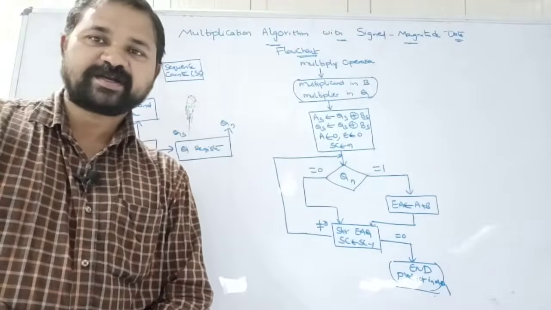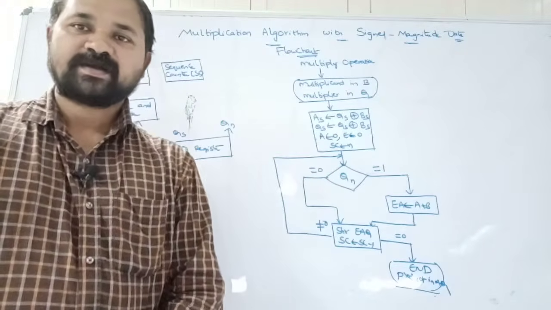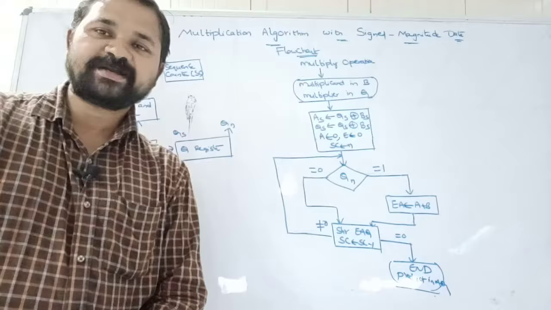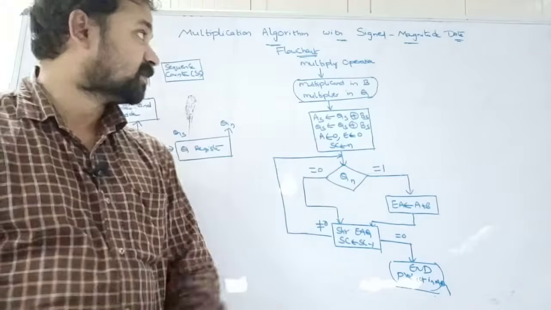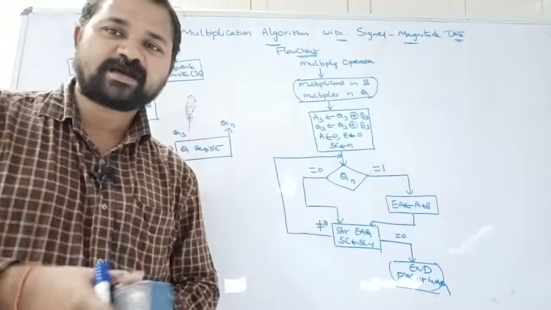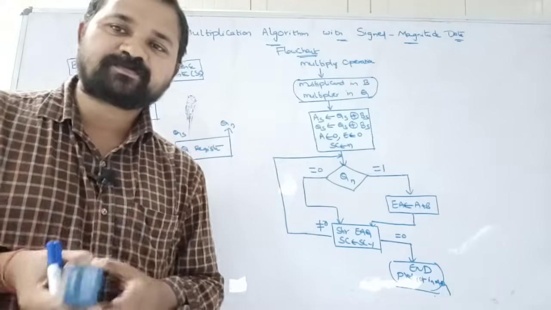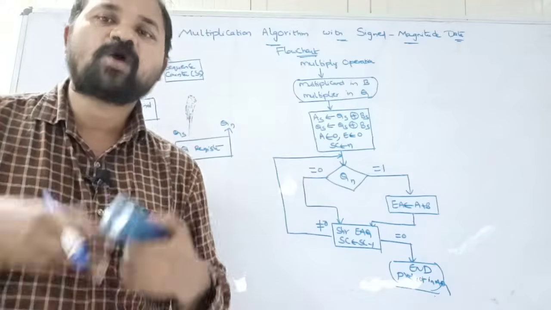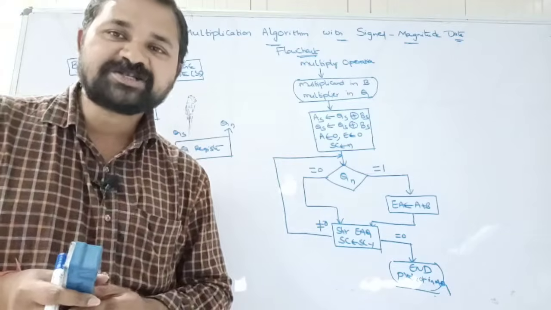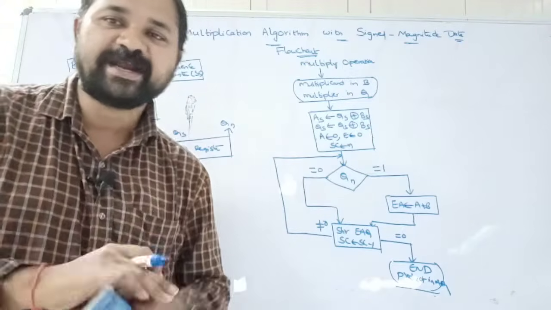Now let's see about multiplication algorithm. We can perform multiplication operation on two types of data. The first one is sign magnitude data. The second one is 2's complement data. In this video, we are going to discuss how we can perform multiplication operation on sign magnitude data.